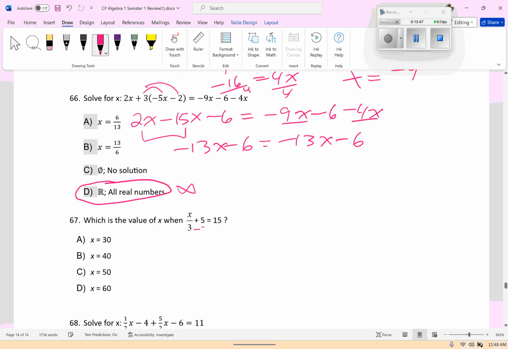For this particular problem, we can subtract 5 from both sides first. We could have multiplied everything by 3 as well, but this will get us the same result. 15 minus 5 is 10. Multiply both sides by 3. So x is equal to 30.